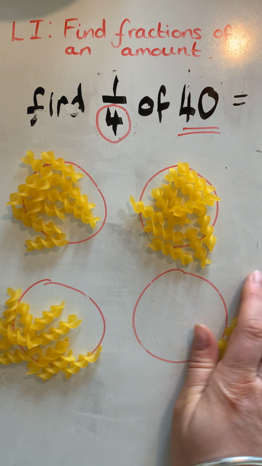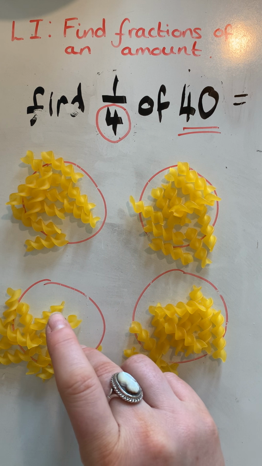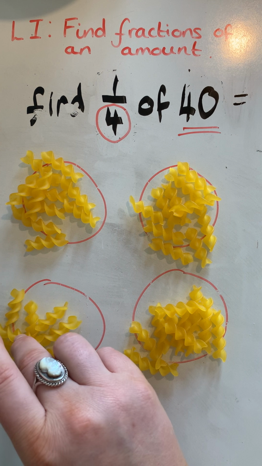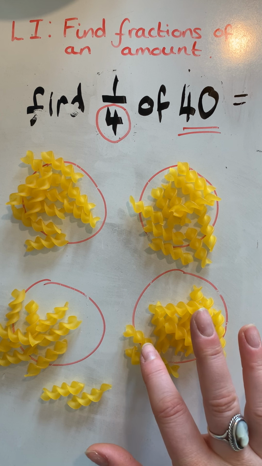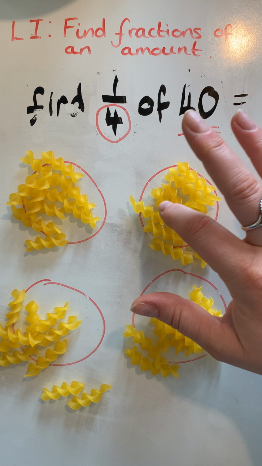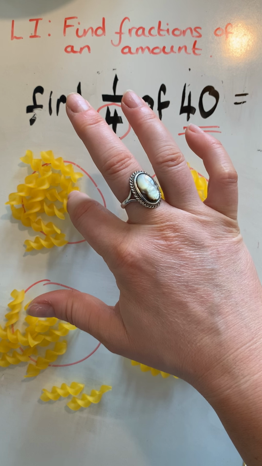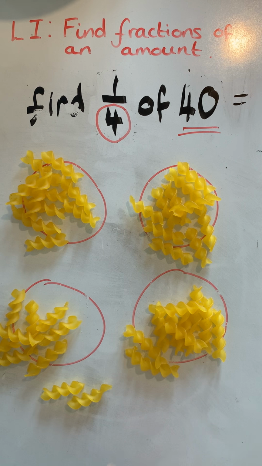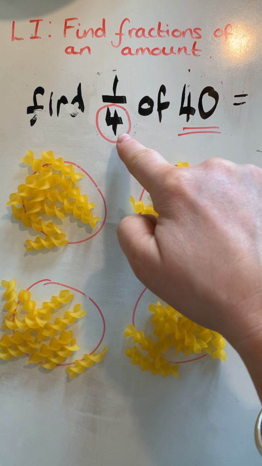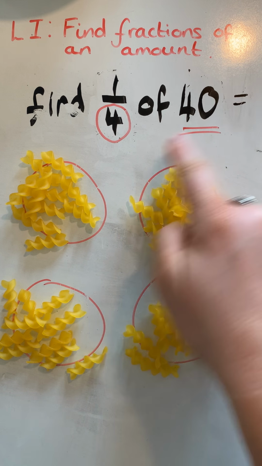Okay, so let's just see. Over here we've got our equal groups. So let's just count. 1, 2, 3, 4, 5, 6, 7, 8, 9, 10. Yep. Each group has 10. So I've got 10 in each group, and I know that 40 divided by 4 would give me 10 as well. So that's a good way of checking.